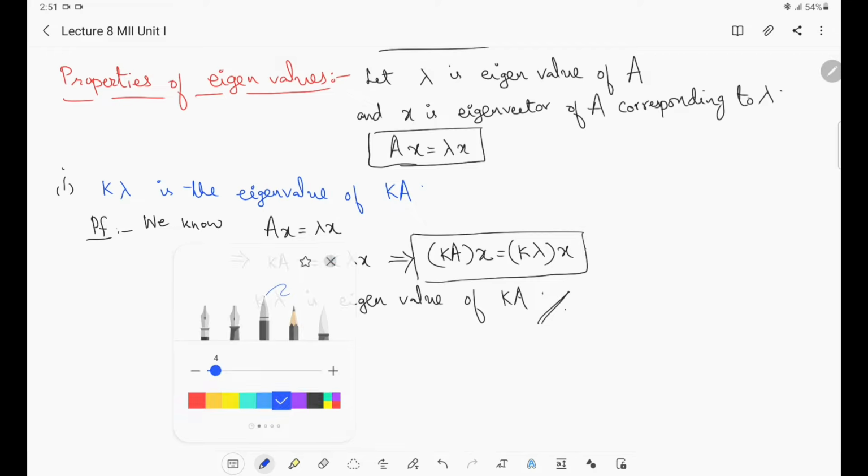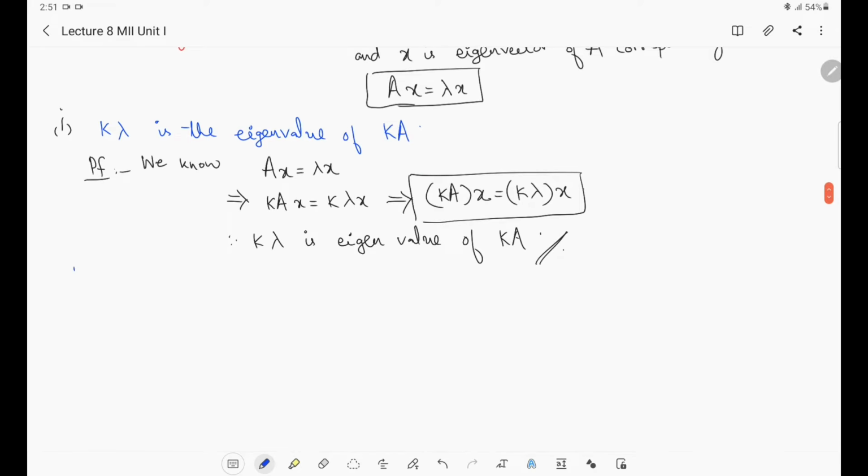Now we are going to the second property. The second property says that lambda power m is the eigenvalue of A power m. Lambda power m is the eigenvalue of A power m. We'll prove this.